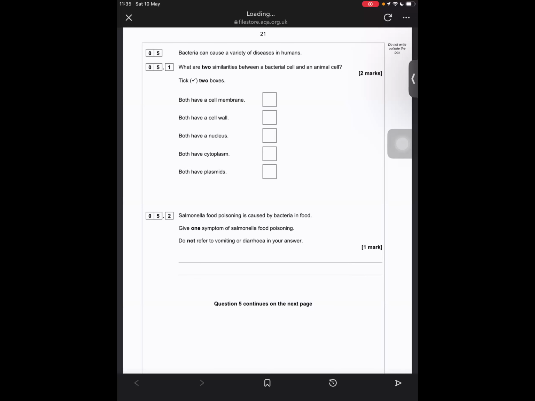So are we correct on those two? Yes. Okay. All right. Salmonella food poisoning is caused by bacteria in food. It says, for the ones that are very obvious, they say we should not refer to them. Salmonella.